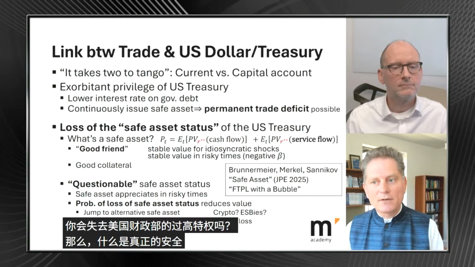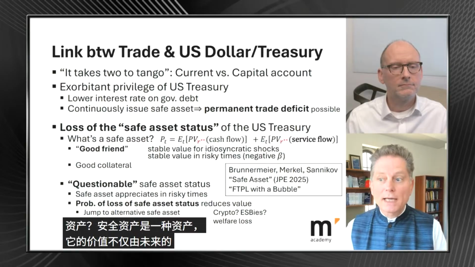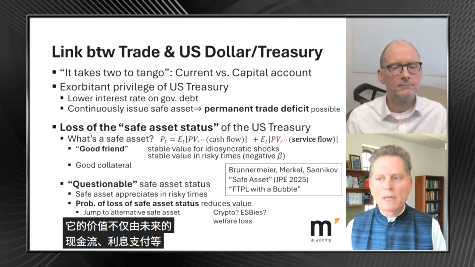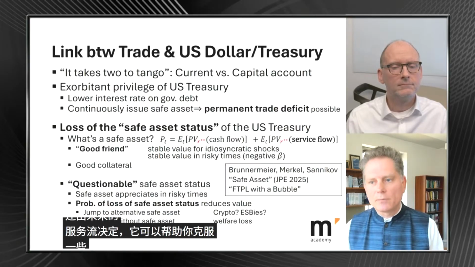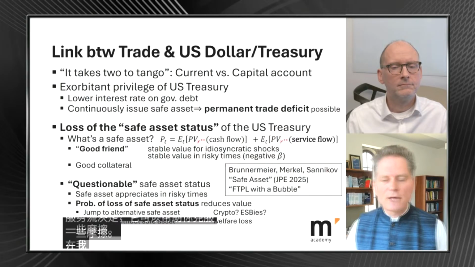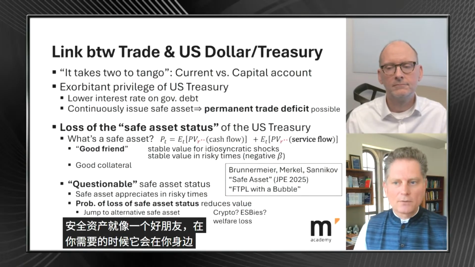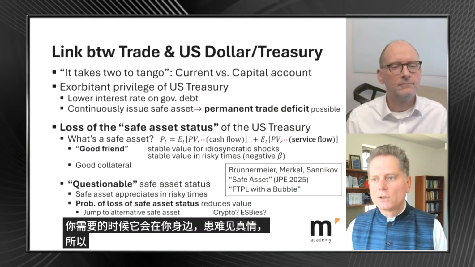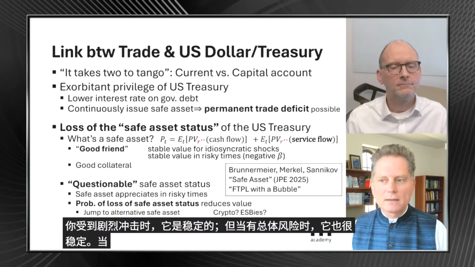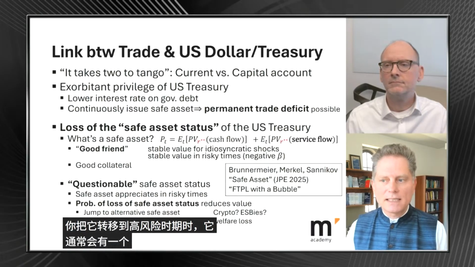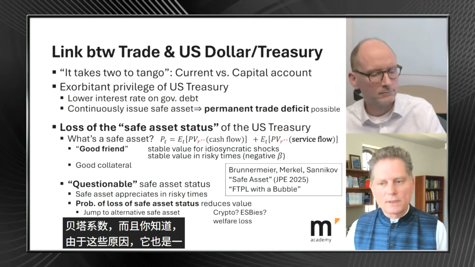So what is actually a safe asset? A safe asset is an asset where the value is not only driven by future cash flows, the interest payments and all that, but also by future service flows. It helps you overcome some frictions. And the best analogy of a safe asset, in my view, is that it's like a good friend. It's around when you need it. A friend in need is a friend indeed. So it's stable when you have an idiosyncratic shock, but it's also stable when there's an aggregate shock and we move into risky times. So typically there's a negative CAPM beta. It's also good collateral for these reasons.